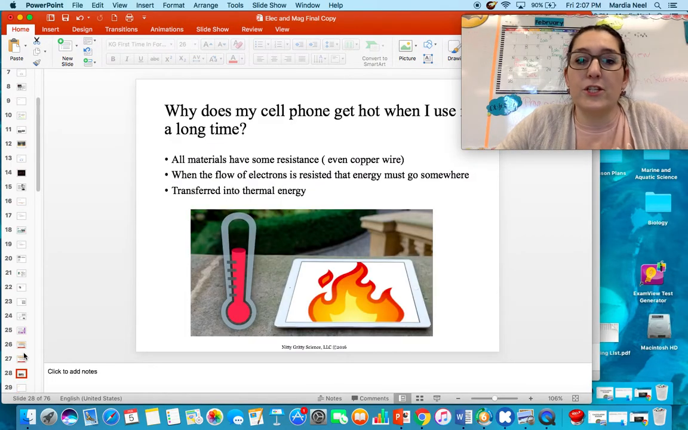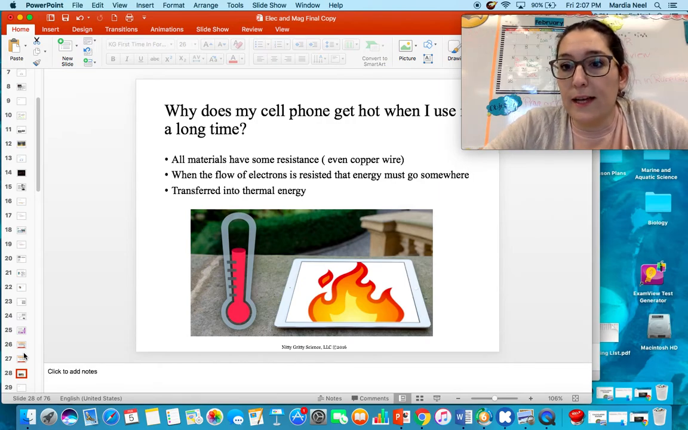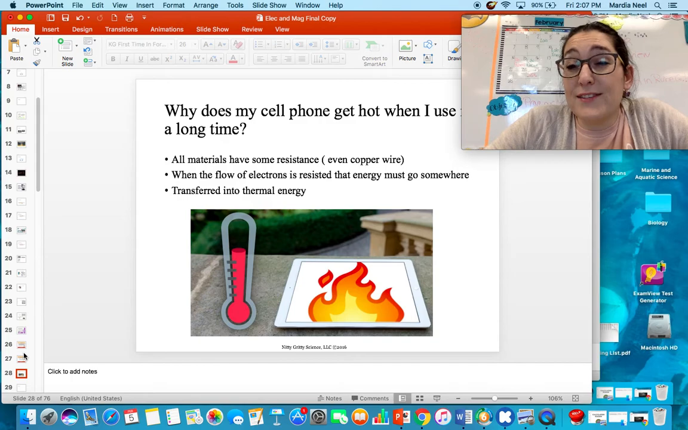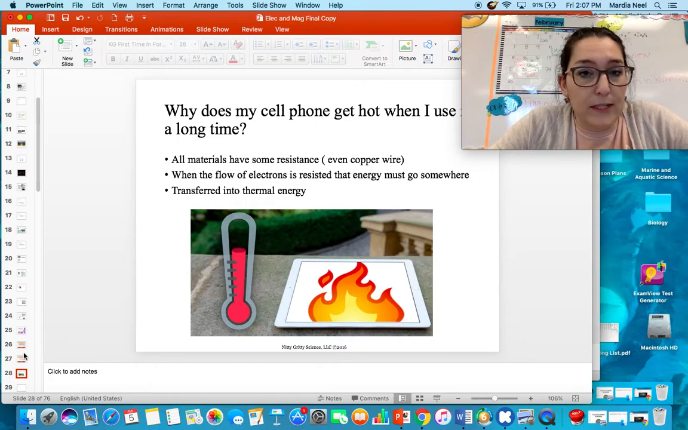Where is my cell phone question? There it is. My question is, why does my cell phone get hot when I use it a long time? So all materials have resistance. Everything has resistance in the world. Whether it has a resistor in it or not, it has resistance. So when the flow of electrons is resisted, that energy has to go somewhere. Those electrons are still bouncing around like crazy, and that energy those electrons produce has to go somewhere. Well, it's transferred to thermal energy.